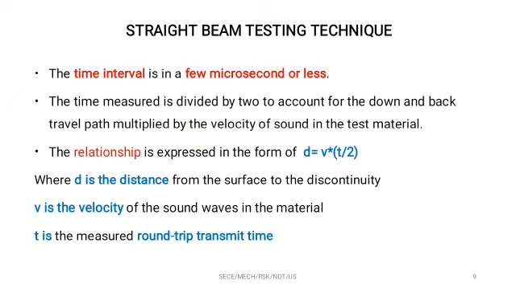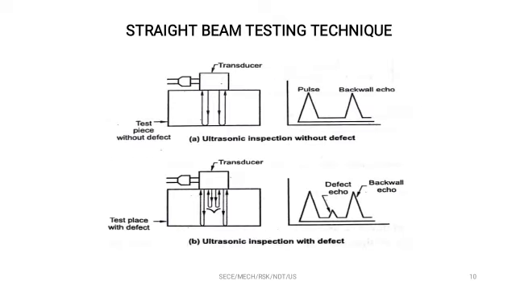and this time taken is multiplied by the velocity of sound in the test material. So it is simply represented by the formula d = v × t / 2. V represents velocity, d is the distance from the surface to the discontinuity, and t is the round trip transit time. The total time taken by the sound wave to pass through the material, encounter the defect, and then return back to the transducer is the round trip time. So d = v × t / 2.